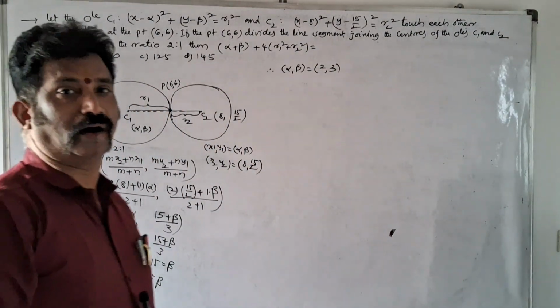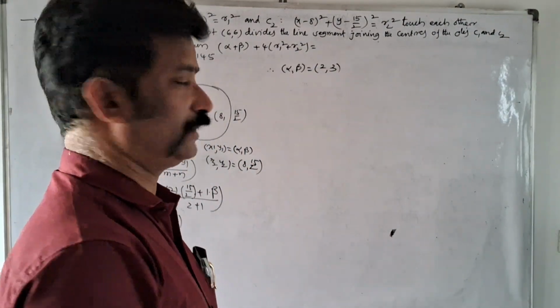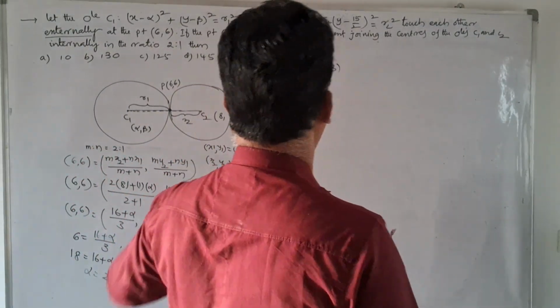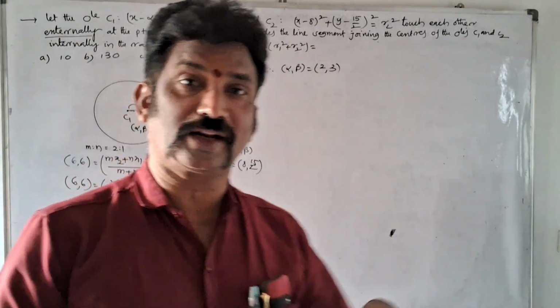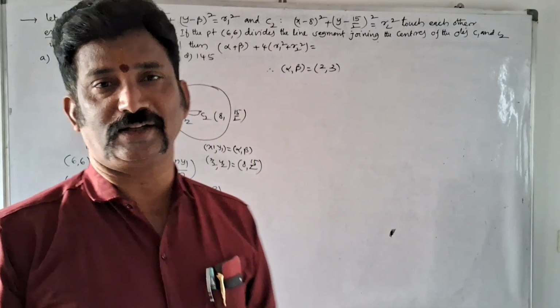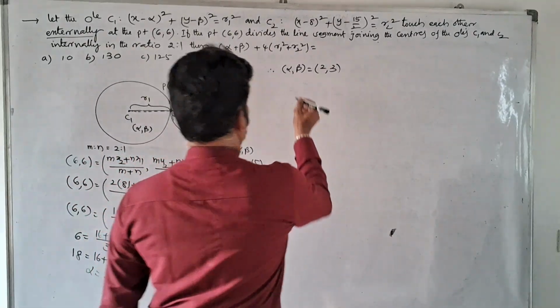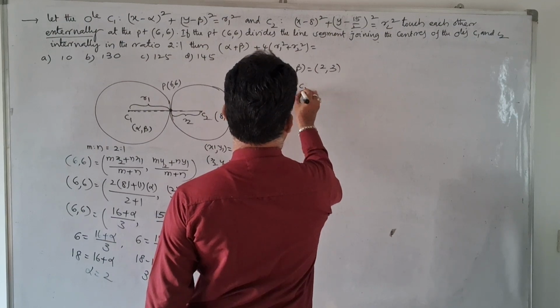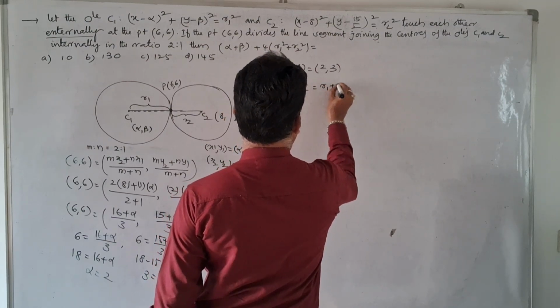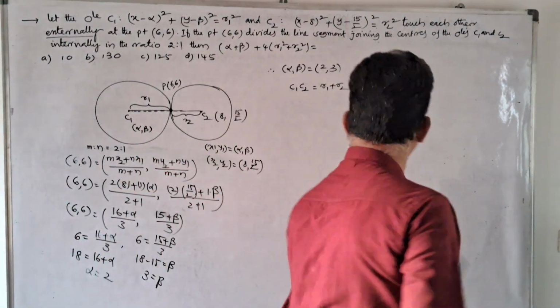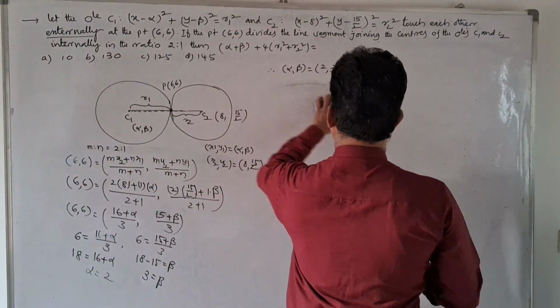Now how to find R1 and R2? We have one condition there: the circles touch each other externally. When do you say that two circles touch each other externally? One condition is there: C1C2 is equal to R1 plus R2. Now C1C2 is equal to R1 plus R2 when two circles touch each other externally.